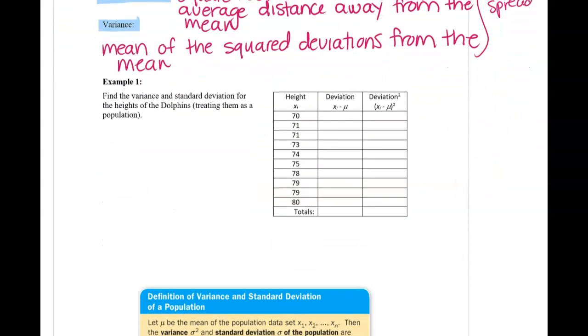So for this first example, we're going to find the standard deviation for the heights of the Dolphins, which are some sort of sports team, I'm assuming. So we have all our heights. So symbol-wise, this symbol, which looks like kind of a U with a thing on the front, or kind of like an M, we say it as mu. This is the mean of a population.